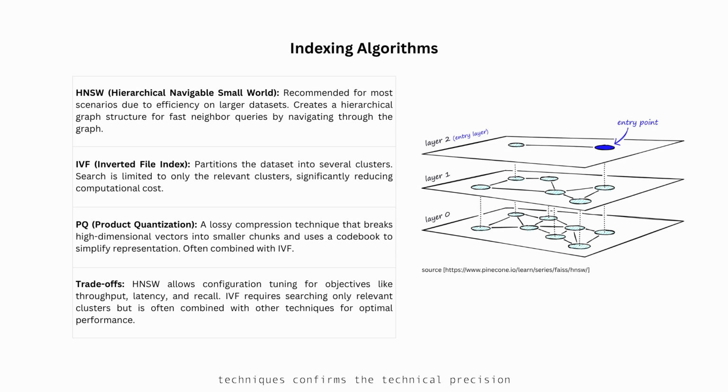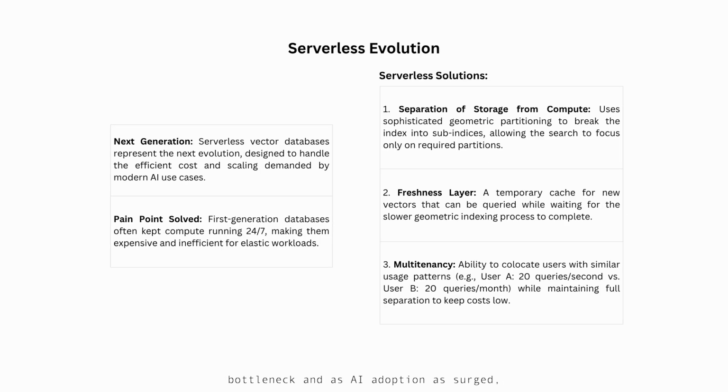Understanding these techniques confirms the technical precision required to build and operate high-performance vector DBs that excel where traditional systems bottleneck. And as AI adoption has surged, a new problem has also emerged: cost and elasticity. First-generation vector databases were fast and accurate, but were often expensive because they required compute instances to run constantly. This led to the rise of serverless vector databases. The core innovation here is the separation of storage from compute.